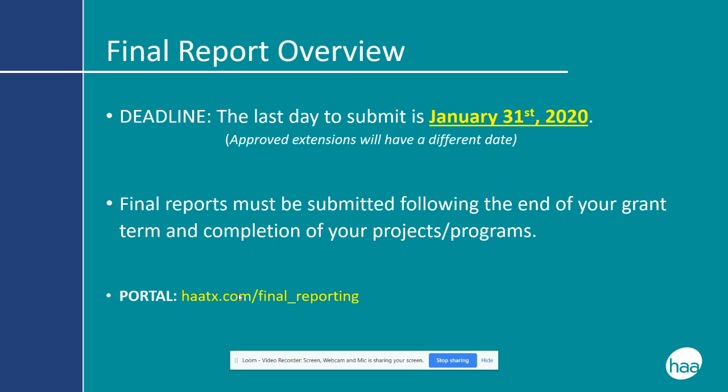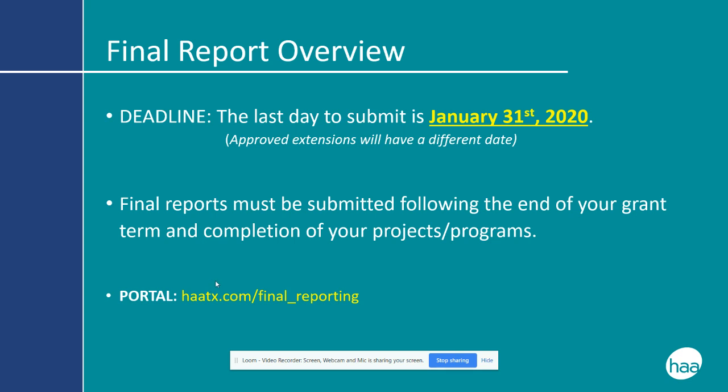Next, we're going to talk about the deadline. The deadline to submit your final report is January 31st, 2020 for the 3 grant programs that we just discussed. Unless you were approved an extension, then you will have a different date, and you'll have to refer to your extension for the new date by which you have to submit your final report. But for everybody else who wasn't awarded an extension, you have to submit your final report no later than January 31st, 2020. And the portal to access our final report is at the bottom of the screen.